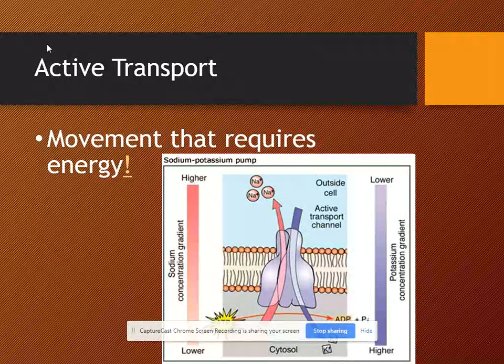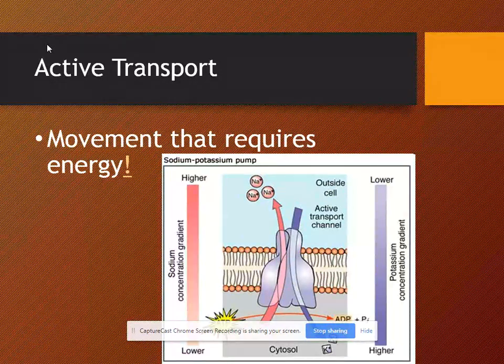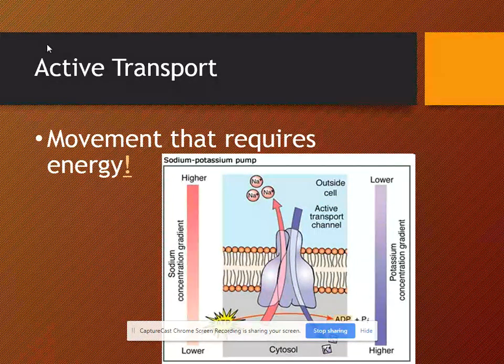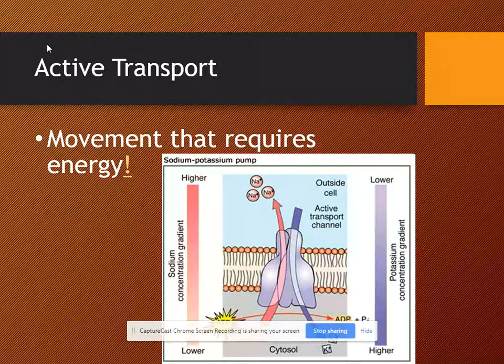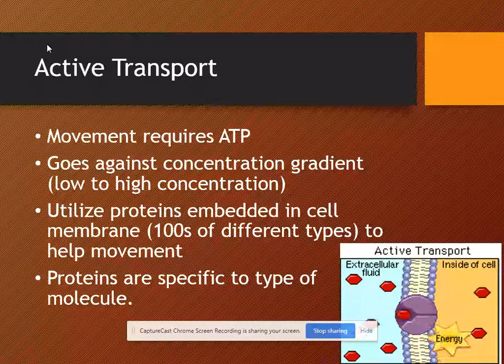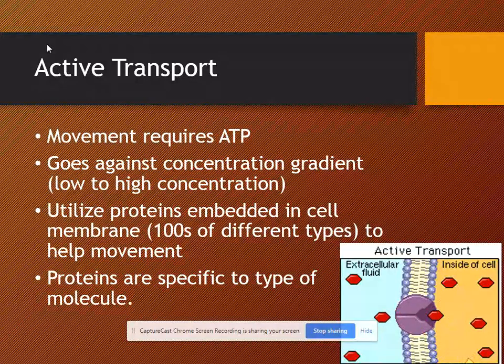So, very first off, it says active transport is movement that requires energy. So we need energy to do this. And this is one thing that makes it way different than passive transport. We have to expend ATP, adenosine triphosphate, in order to do that. So active transport requires ATP, as we just mentioned.